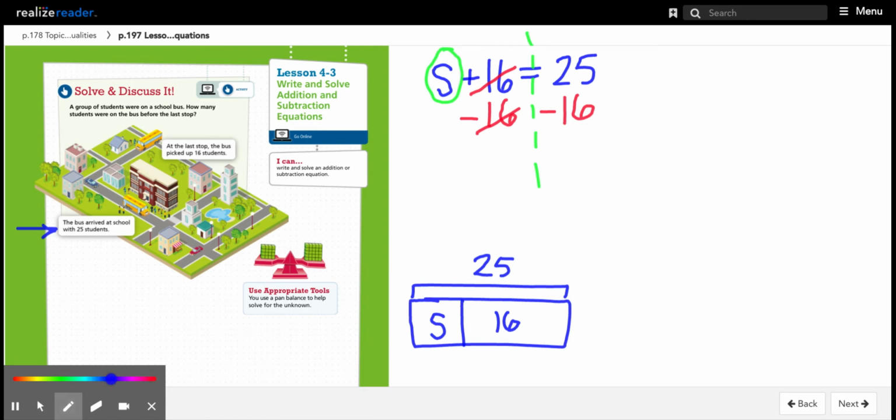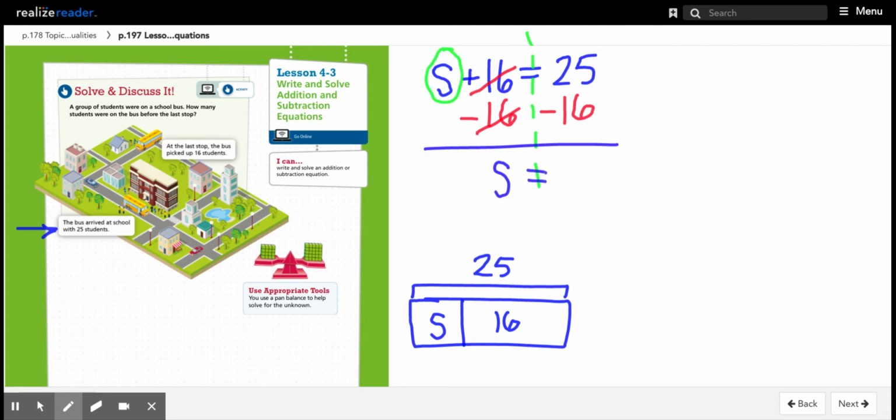So now I'm going to solve this equation. What's remaining on the left side? On the left side of my equal sign, I only have an S. Let's bring that down. So now I'm saying S is equal to, well, what's on the right side of my equal sign? On the right side of my equation, I have 25 minus 16. What's 25 minus 16? 9.